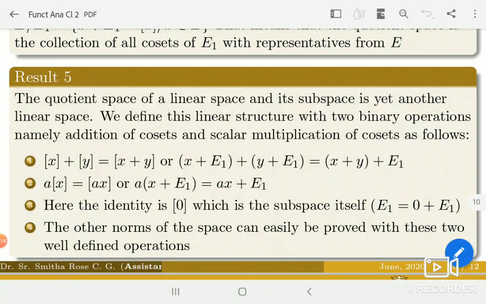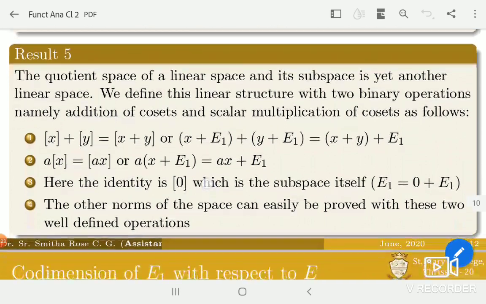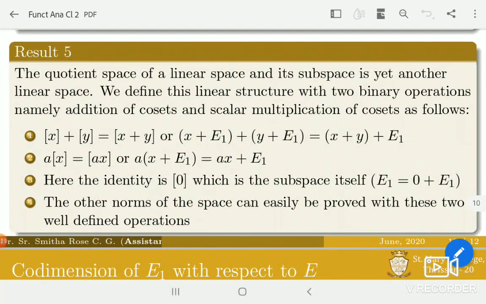Now result 5: the quotient space of a linear space and its subspace is yet another linear space. So we are going to construct a linear structure on the quotient space. Here the elements are all cosets, that is the only difference. So we define this linear structure with two binary operations, namely addition of cosets and scalar multiplication of cosets, as follows.